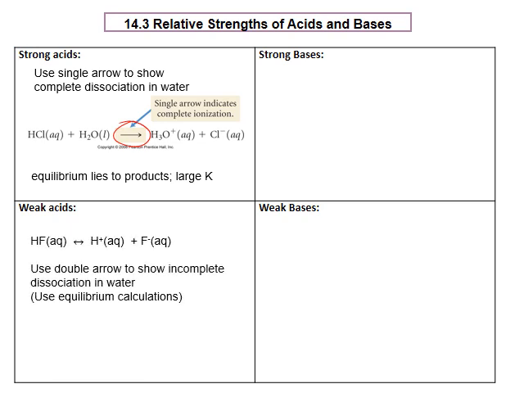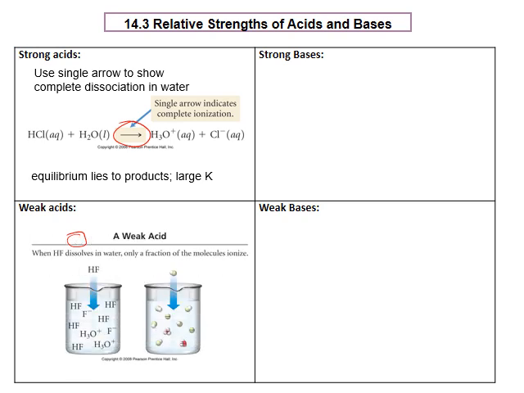HF, hydrofluoric acid, on the other hand, is a weak acid. We use a double arrow to show that this reaction reaches an equilibrium position where both reactants and products are present at equilibrium. In the case of all weak acids, the value of the equilibrium constant is less than 1, and the reaction is reactant favored. In a beaker of dissolved hydrofluoric acid, most of the HF molecules would remain as molecules, and only a few of them would dissociate into H+ and fluoride ions.